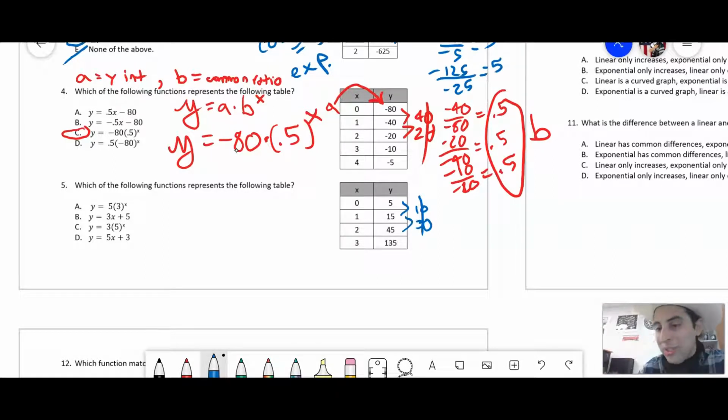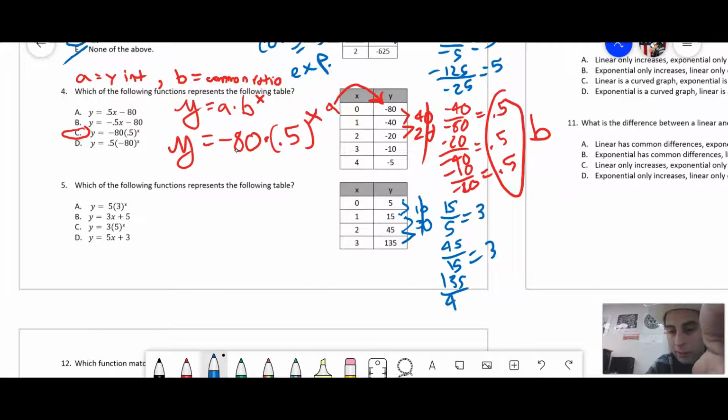So now we are going to divide to find the common ratio. Let's take these y values, bottom divided by top. 15 divided by 5 is 3. 45 over 15, that also gives me 3. And 135 over 45, guess what? 3. So this 3 is my b of my equation. It's my common ratio.